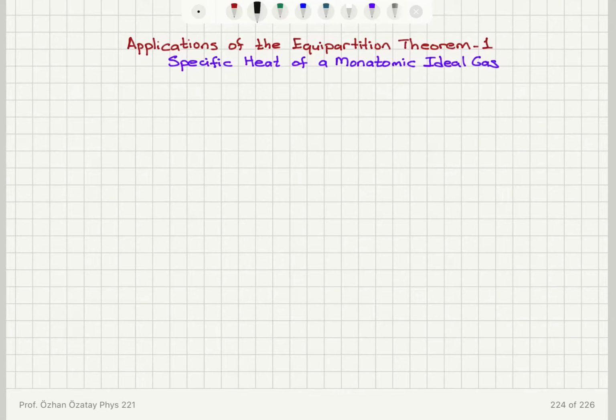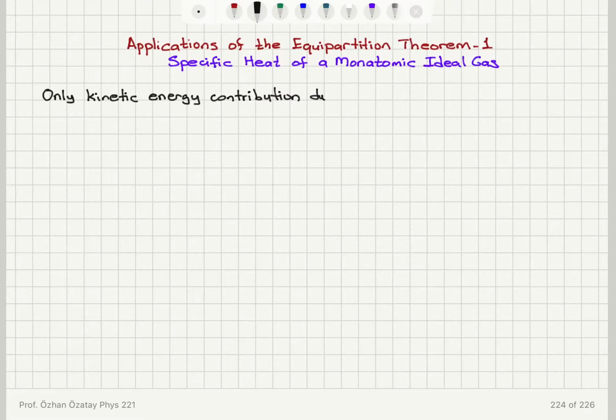We're going to talk about some applications of the equipartition theorem. The first one is the specific heat of a monatomic ideal gas. In the case of this monatomic ideal gas, there is only one contribution to the total energy of the gas, that is the kinetic energy of the translational motion of the molecules. So let's note that we have only kinetic energy contribution, and that comes from the translational motion of the center of mass.